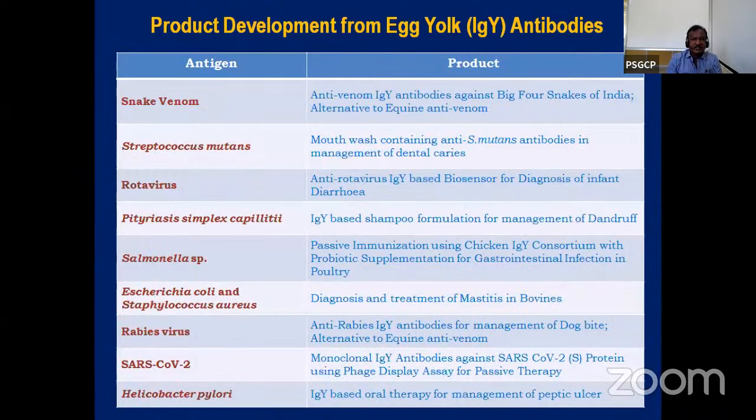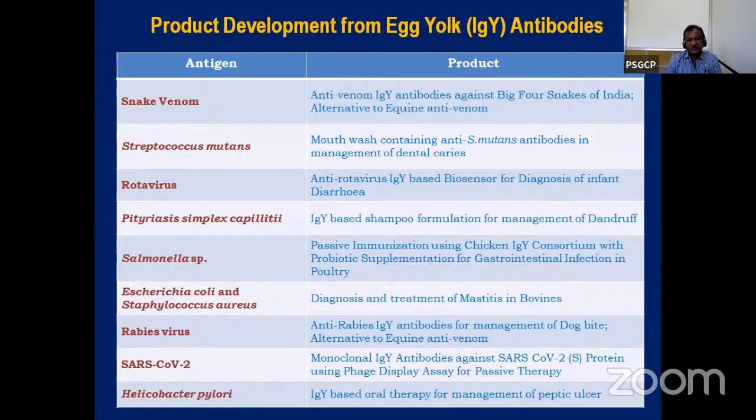So these are all the products: antibodies, antivenom. We have found some solutions for streptococcal infection, which causes dental caries. For rotavirus, we have generated a biosensor diagnostic method. For management of dandruff, we raised antibodies and made some formulations. For poultry infections like salmonella, we have prevented some horizontal transfer to human beings from poultry.